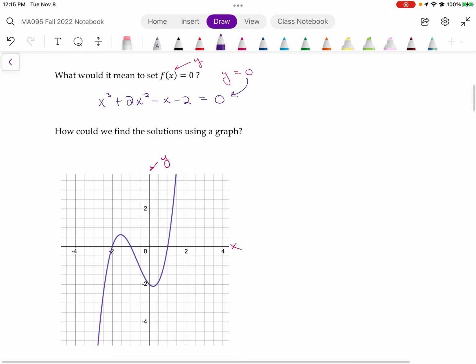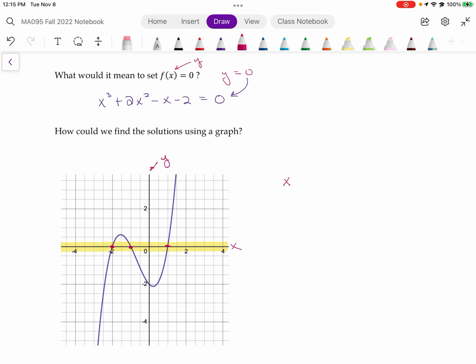So think about, where is y equal to 0 on the graph? Well, y is equal to 0 on the x-axis. The x-axis is where it equals 0. So how could we use the graph to find x cubed plus 2x squared minus x minus 2, which is this purple equation right here, this purple graph? That is going to be where it crosses the x-axis. So it crosses the x-axis at 3 different points. So those are going to be the x values that we would plug in to get 0.